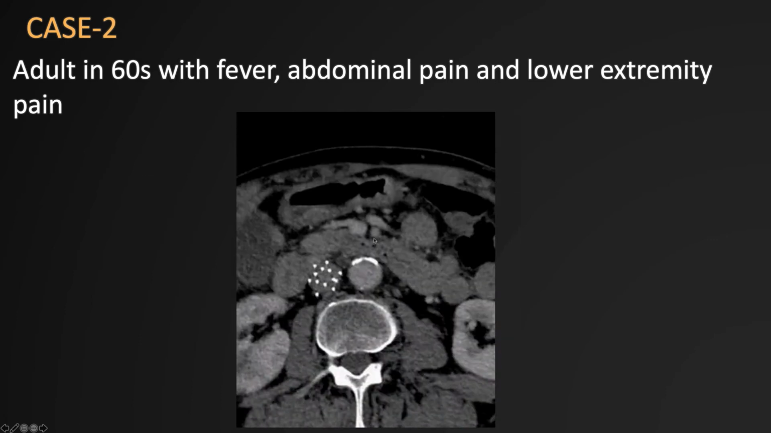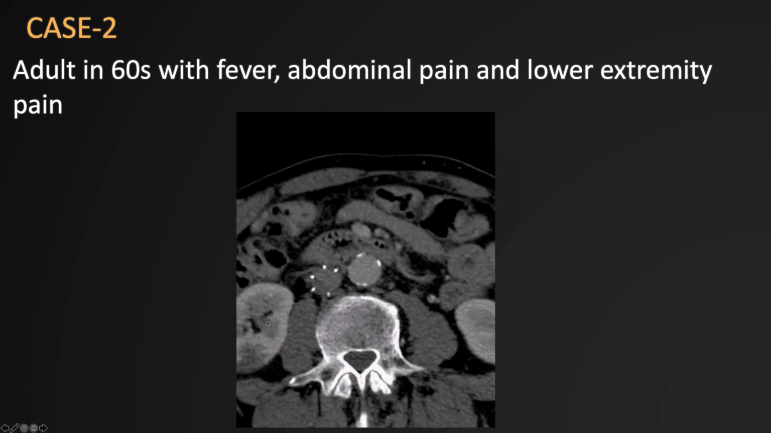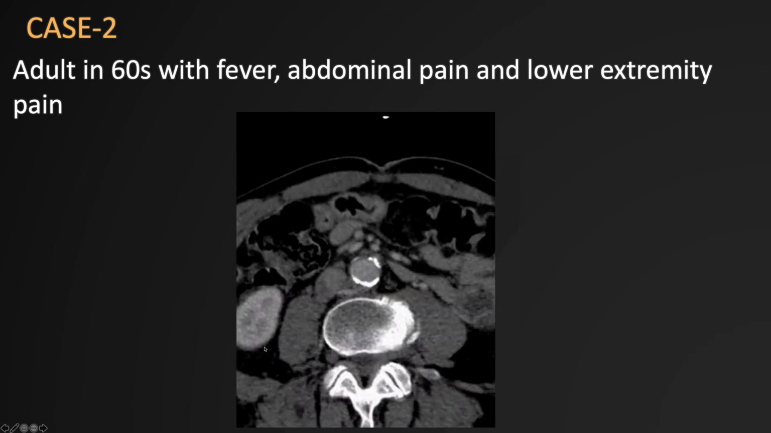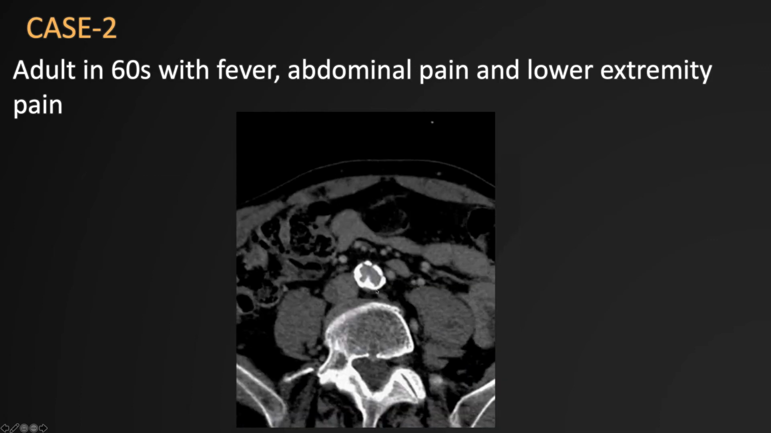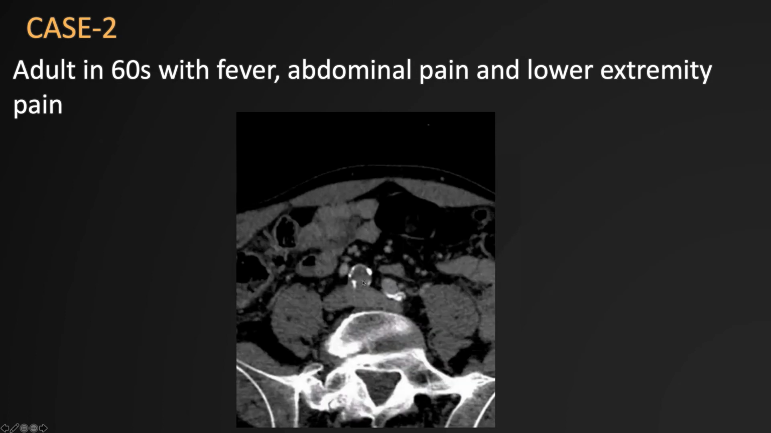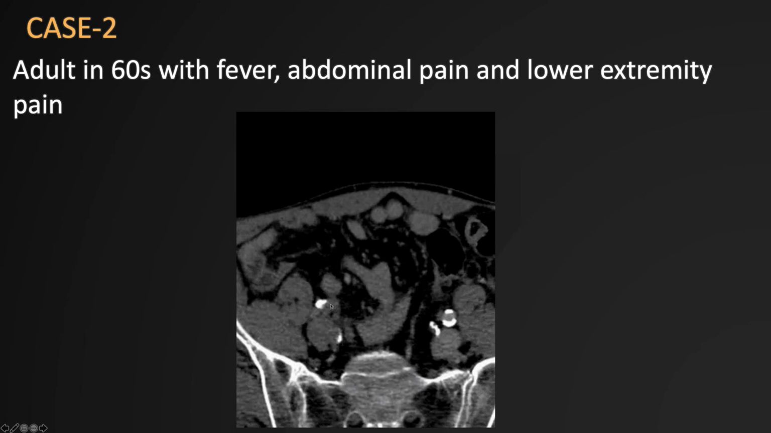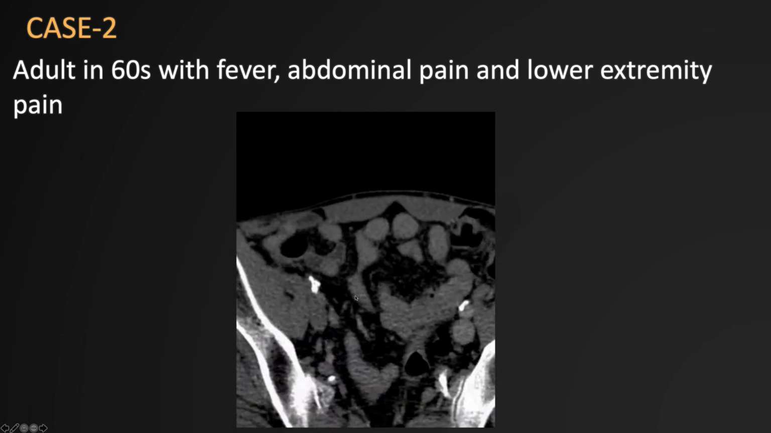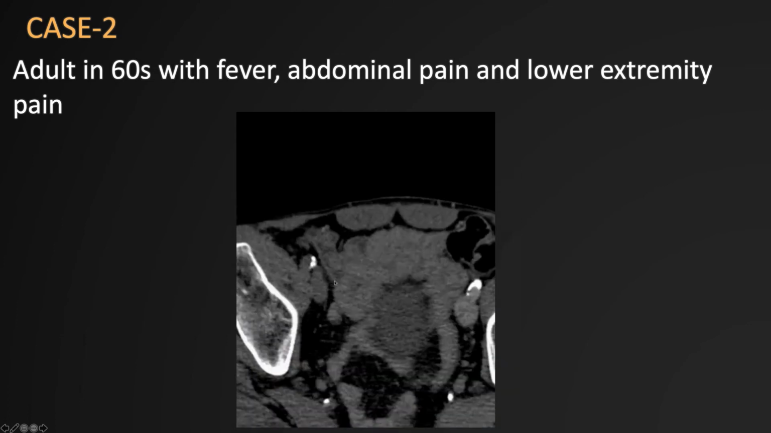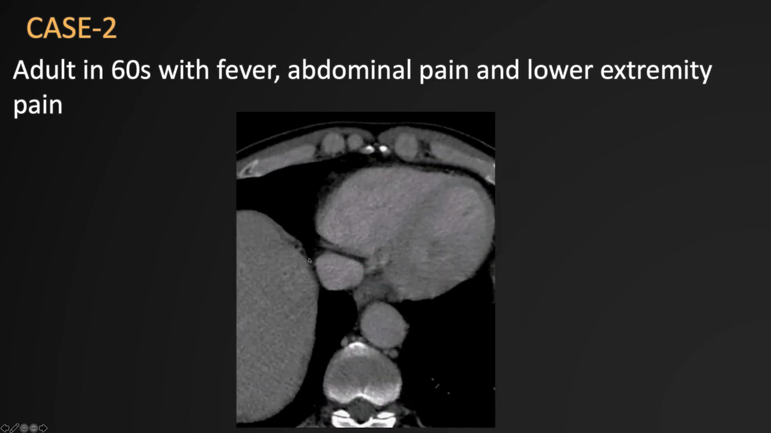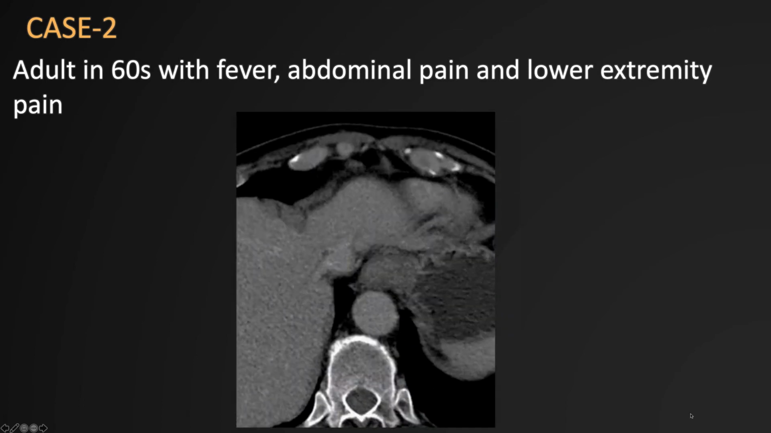All right, let's do case number 2. If you have interest in vascular imaging and are willing to travel further down south into the belly, this case is for you. This is an adult in his 60s with fever, abdominal pain, and lower extremity pain. And this is an axial stack of the CT of the abdomen and pelvis.